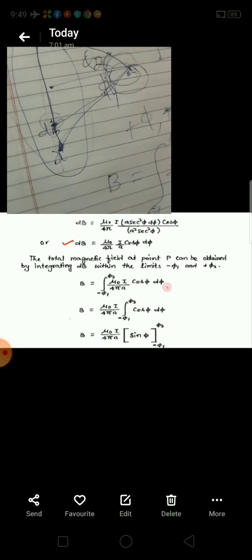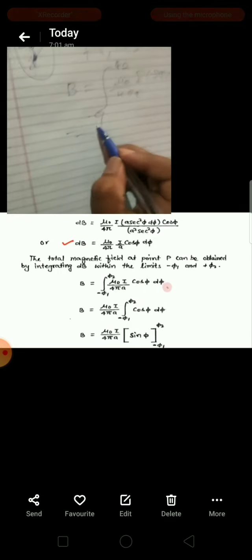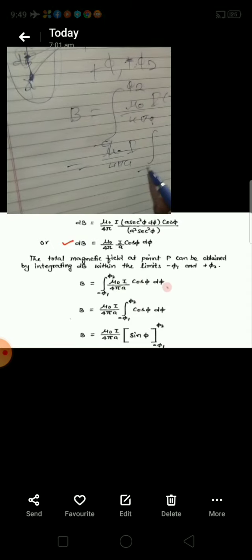The equation I got is mu naught divided by 4 pi a, I cos phi d phi. The constant terms we take outside, so mu naught I divided by 4 pi a, and only the angle changes, so the integration is from minus phi 1 to phi 2 of cos phi d phi. When integrating that, we get mu naught I divided by 4 pi a times the integral of cos phi, which is sin phi.